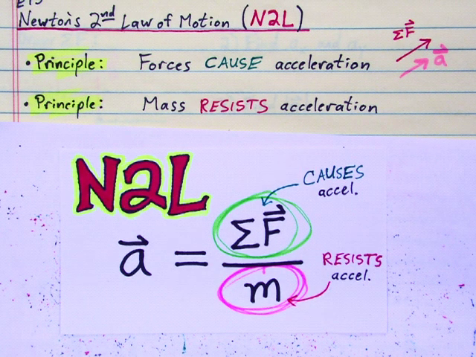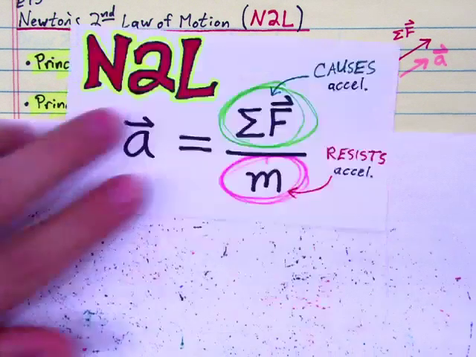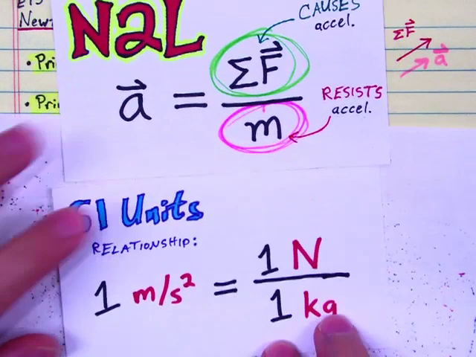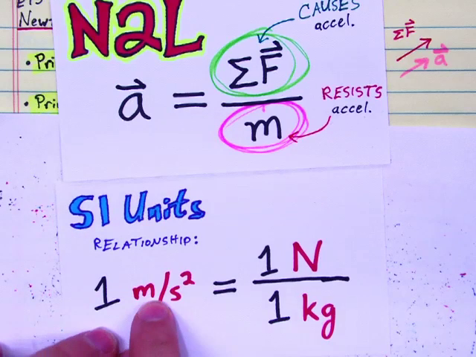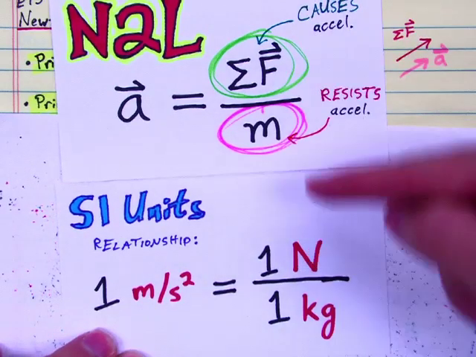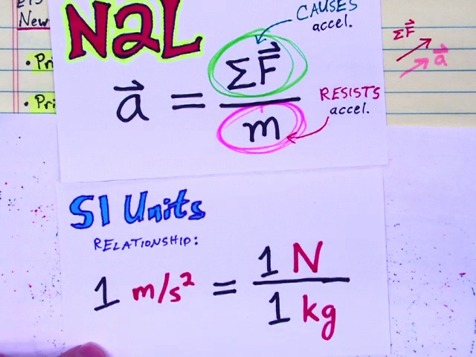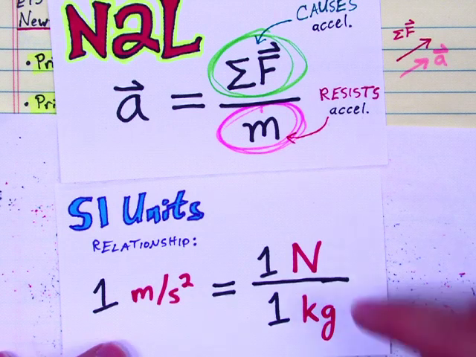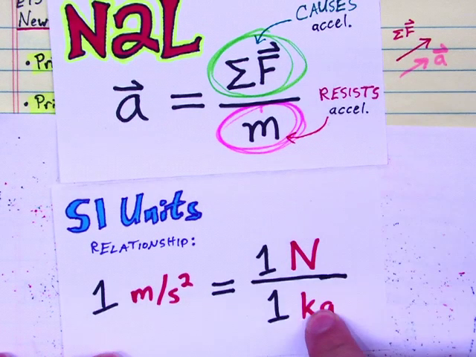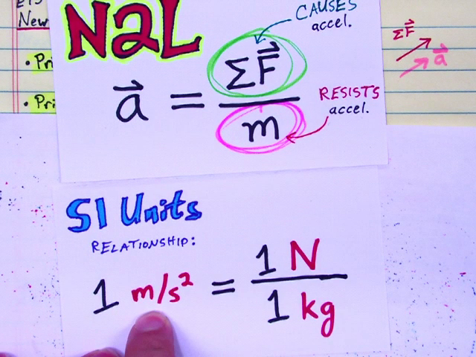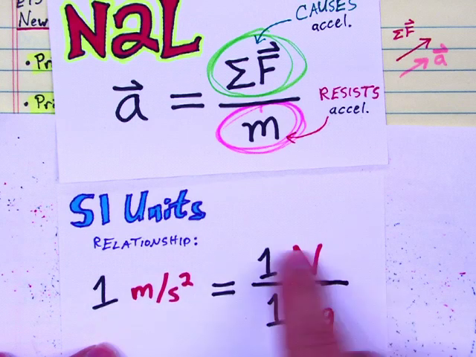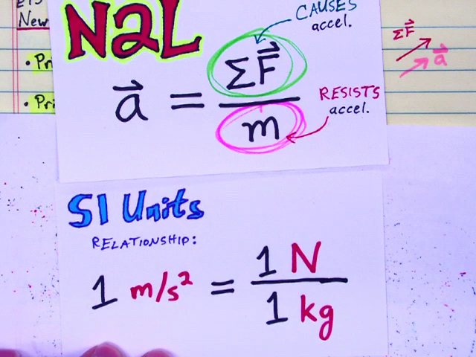We can learn something about the SI units from looking at this equation here. Acceleration we measure in meters per second squared, force in newtons, and mass in kilograms. So what this equation tells us is that a newton divided by a kilogram is equal to a meter per second squared. You can convert between units using Newton's second law.